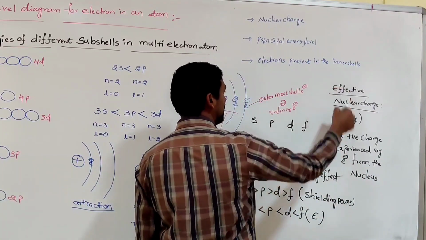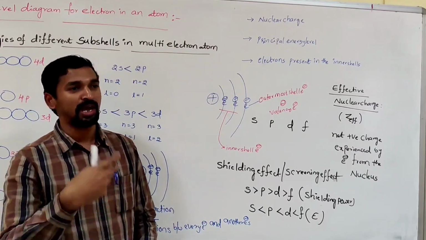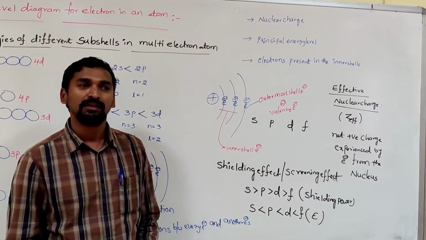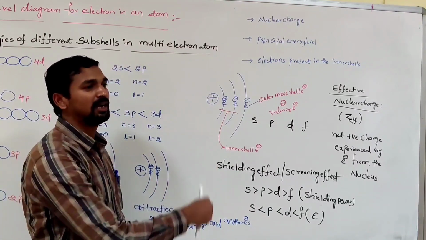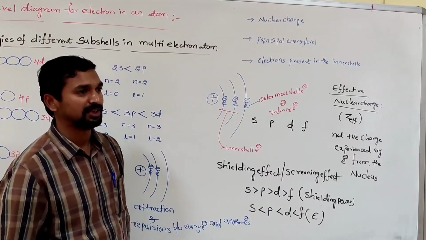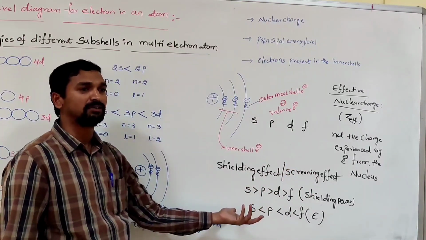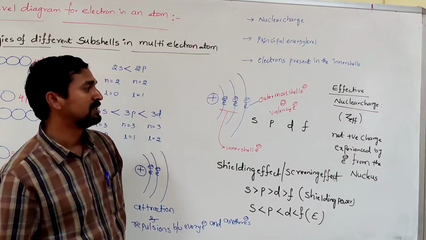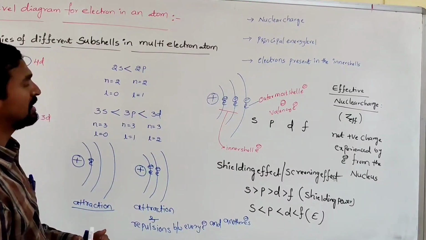That is called effective nuclear charge. So whichever electron experiences more positive charge is obviously strongly bound to the nucleus, and that electron should have lower energy. And that electron is present in a particular subshell or orbital that corresponds to the lower energy state. So this is about the energies of the different subshells in multi-electron atoms.